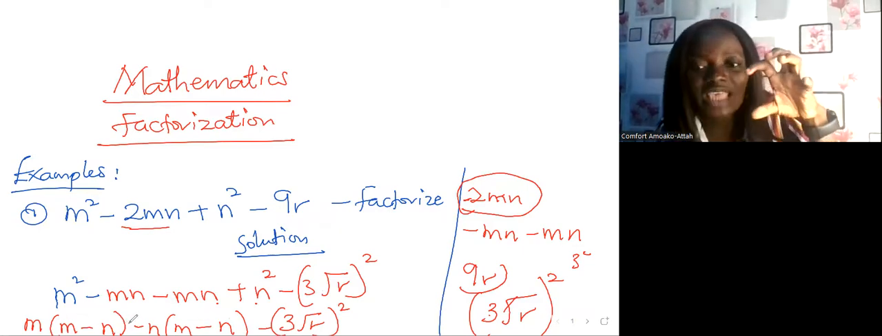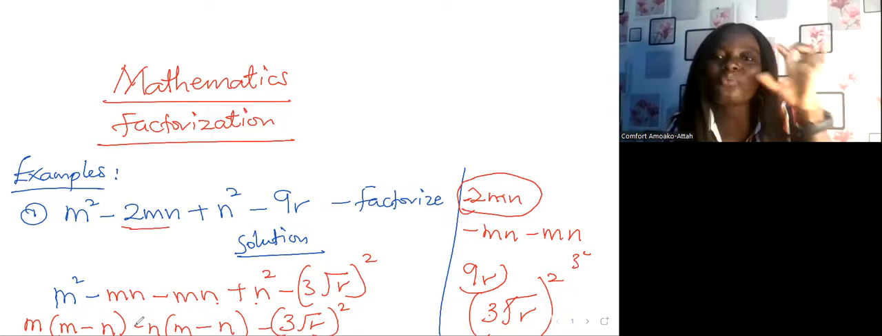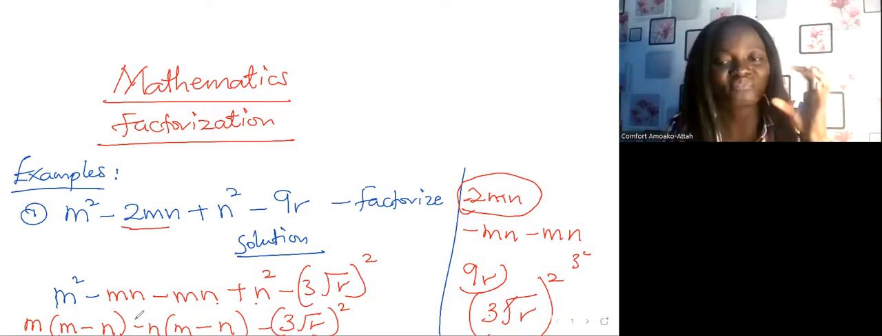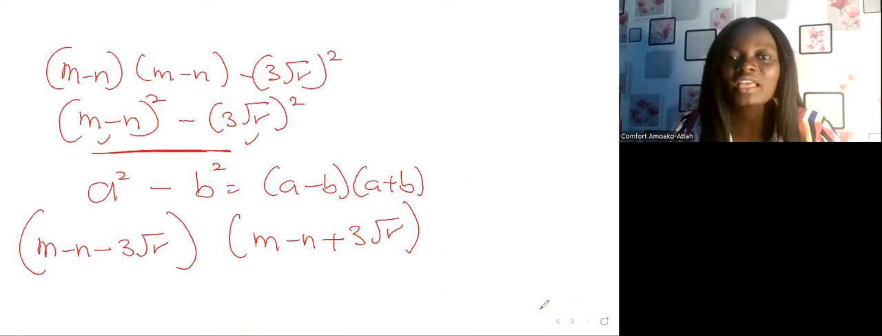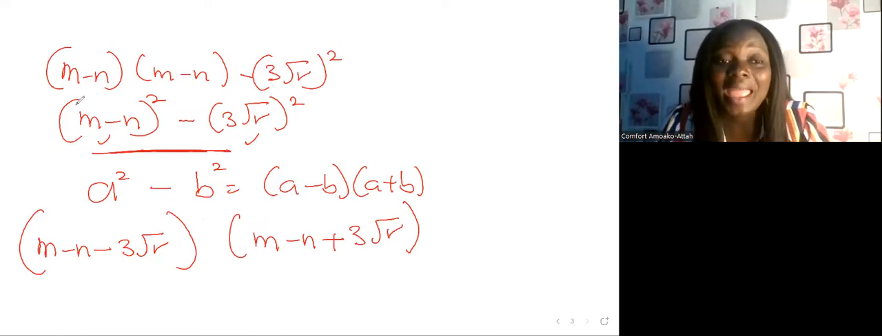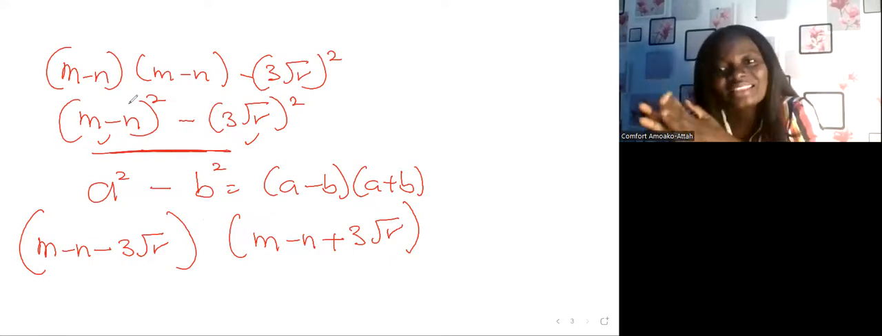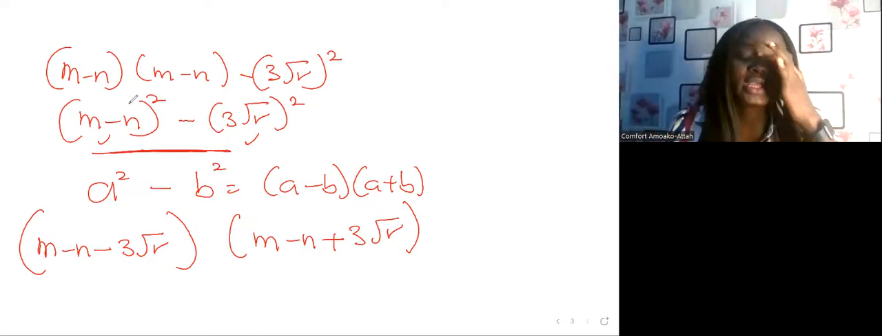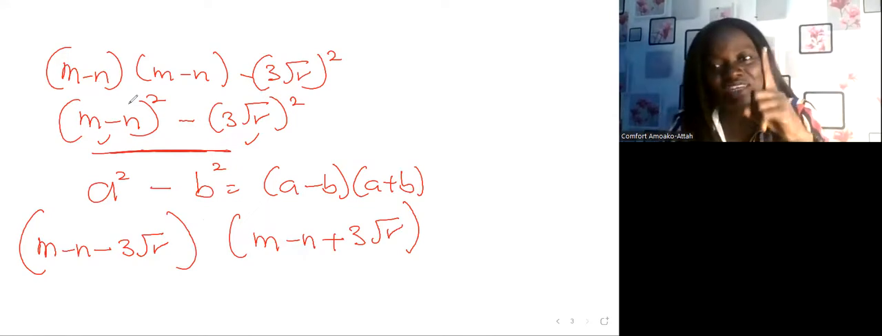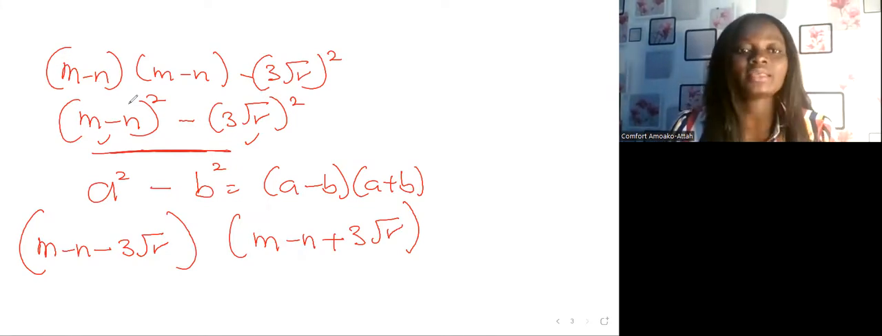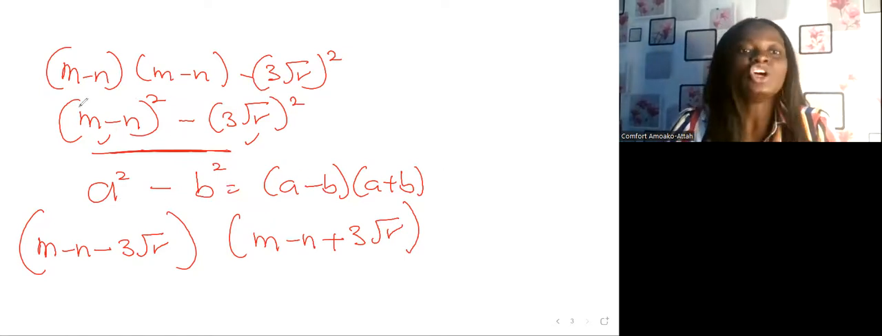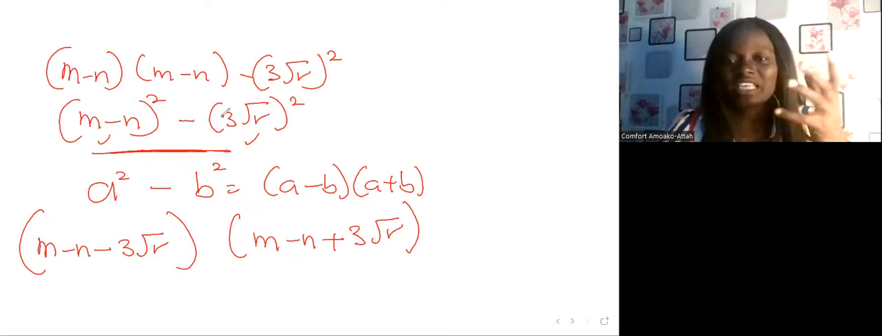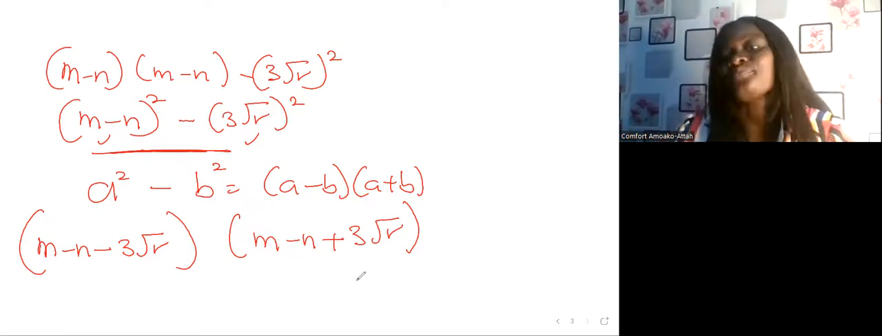So you take one of those inside the bracket and you bring those outside the bracket together in another bracket, minus 3 root r all squared. Then this arrives at what? This is (m minus n) all squared minus (3 root r) all squared. Then you treat this as a difference of two squares, a squared minus b squared, and how we expanded it, do the same thing to the side, and this gives you your final answer.